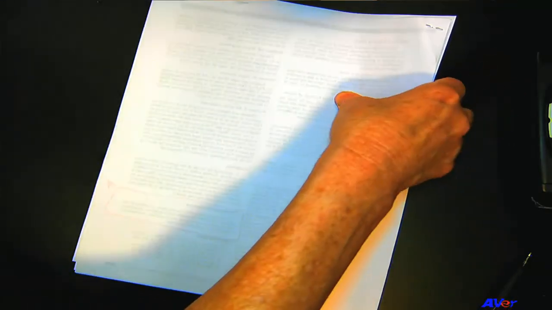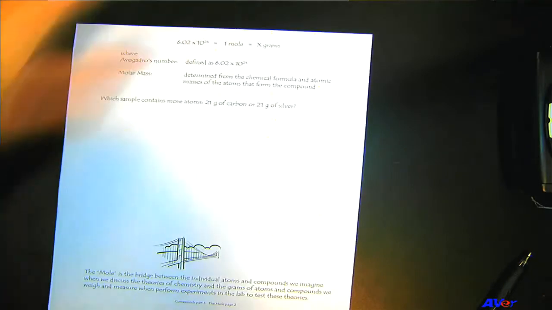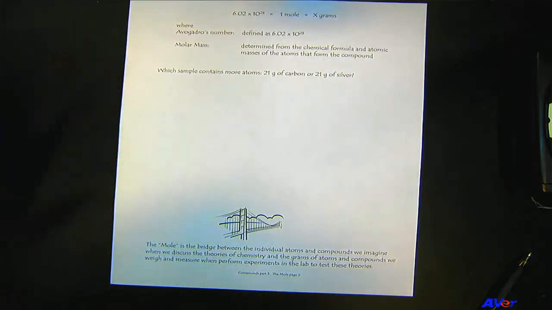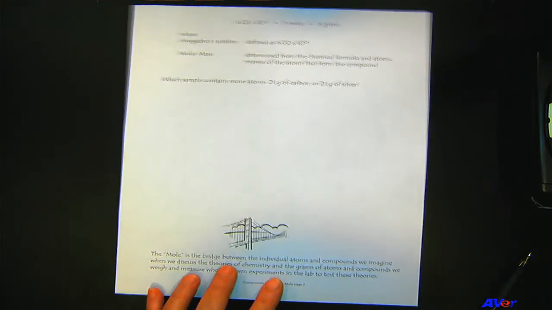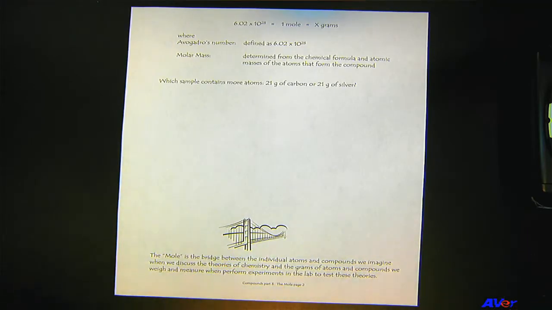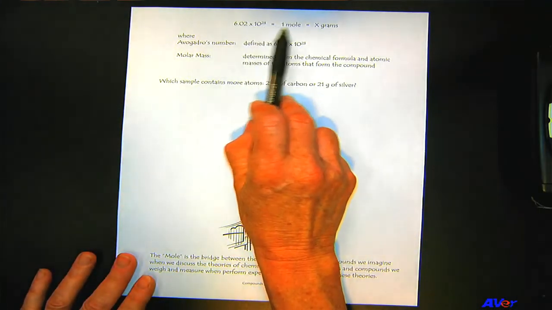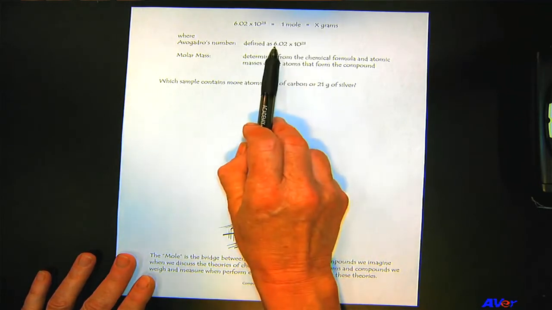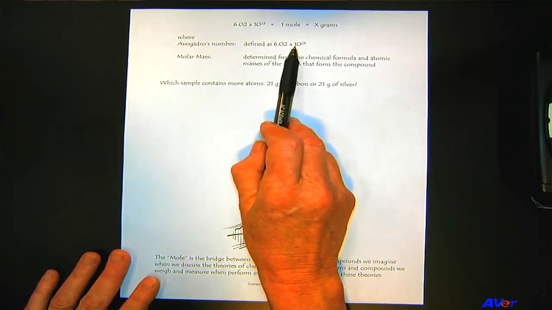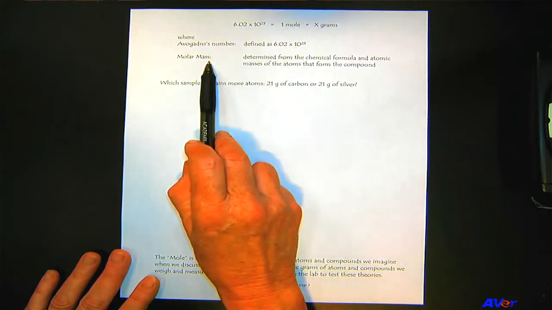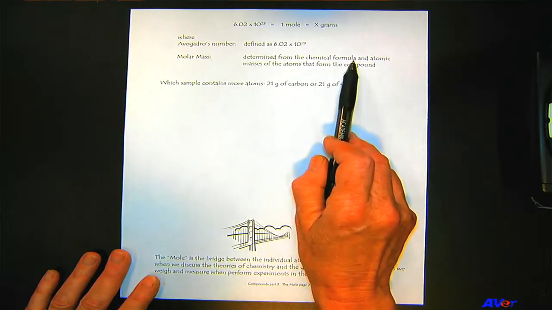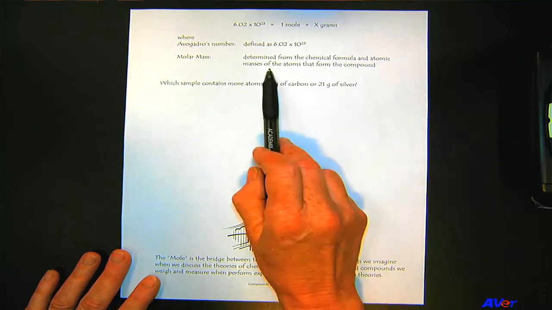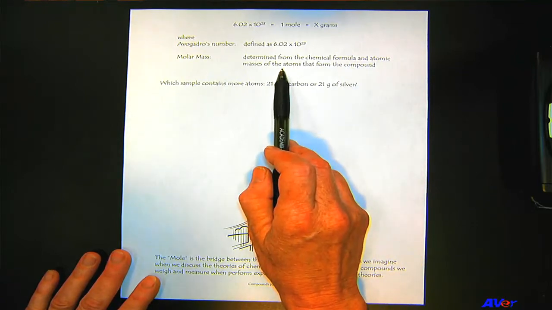Alrighty. Now let's take this. We'll focus on elements for a little bit longer, and then we'll work our way up to compounds. Alrighty, so here's all of our definitions at the top of the page. So here's our Avogadro's number or molar mass. So this Avogadro's number is a defined term. Now this molar mass, right now it's really simple. We just look on the periodic table for the atomic mass of the individual element.